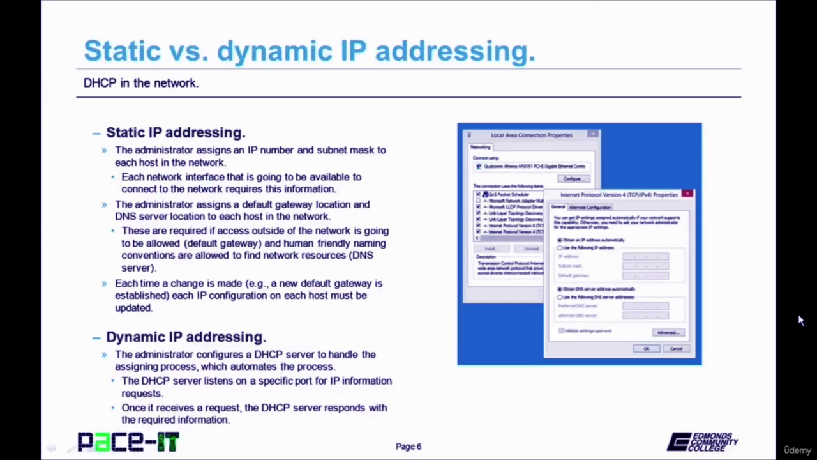Now, with dynamic IP addressing, the administrator configures a DHCP server to handle the assignment process, which actually automates the process and eases management. The DHCP server listens on a specific port for IP information requests. Once it receives a request, the DHCP server responds with the required information.